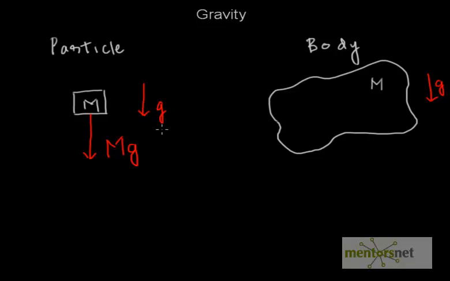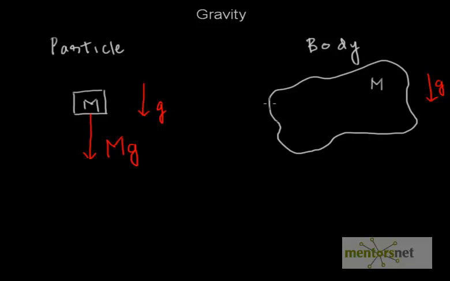So the higher the value of g or the higher the value of m, the higher the value of the force. And this force is called the weight. M is the mass, mg is the weight. So this is basically gravity as far as the particle is concerned. Now let's move to the body.